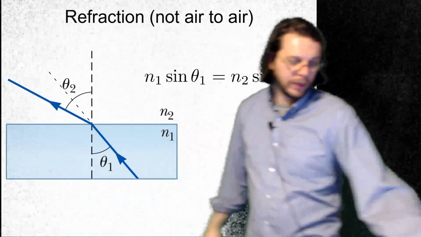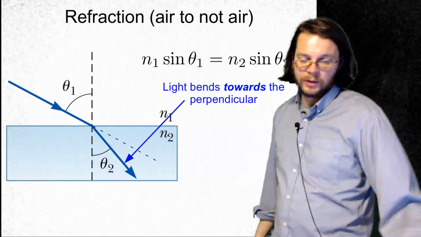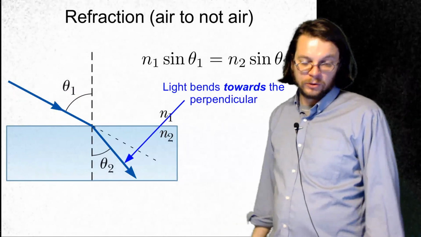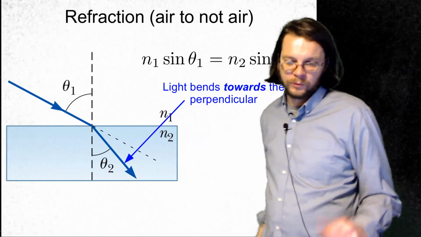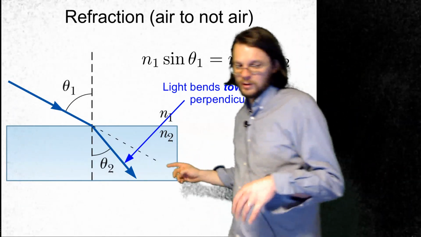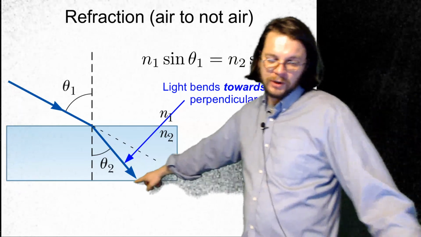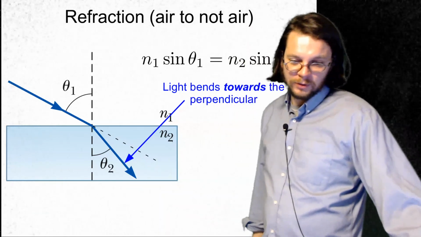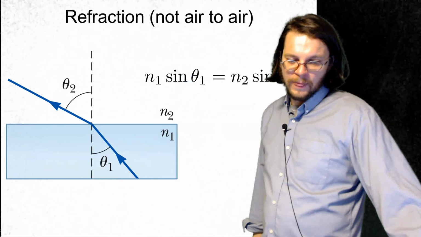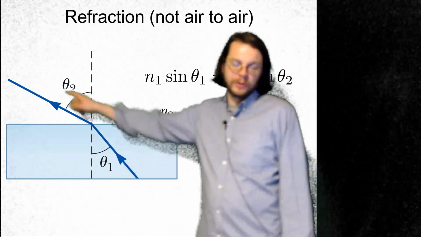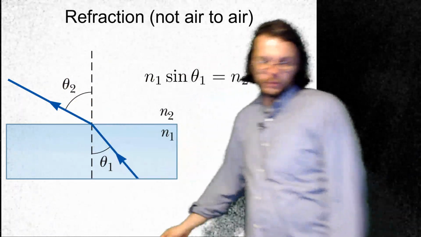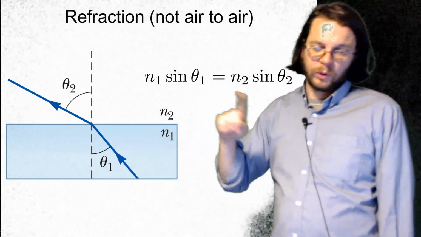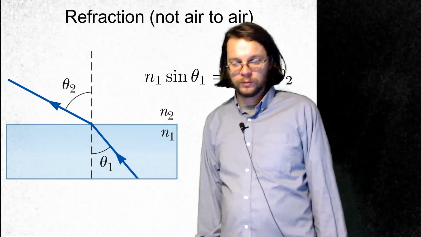So again, when light goes from low index to high index, the bending is towards the horizontal. Sorry, the bending is towards the perpendicular. Was I saying horizontal? The bending is towards the perpendicular when you're going from lower index to the high index. But when you're going from high index to low index, the bending is away from the perpendicular. Again, this is just what this equation says if you solve for it.